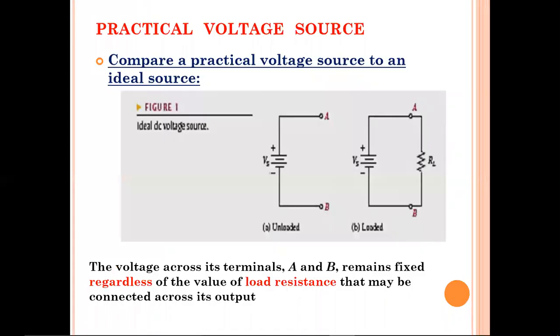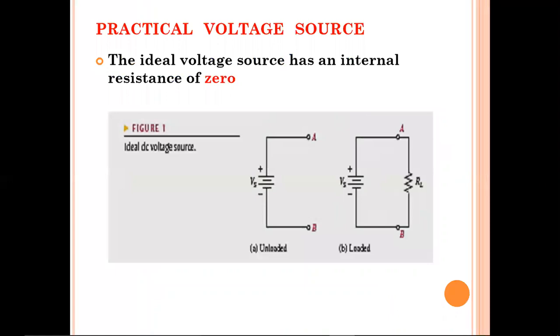Before discussing the ideal voltage source, let's see the practical voltage source and compare it to an ideal voltage source. What is the meaning of ideal voltage source? An ideal voltage source is nothing but a source whose internal resistance is 0. Means there is no resistance value; the resistance through that ideal voltage source is 0.